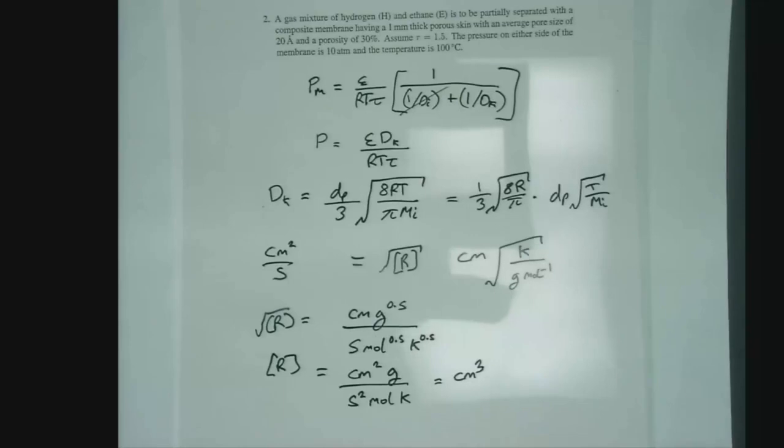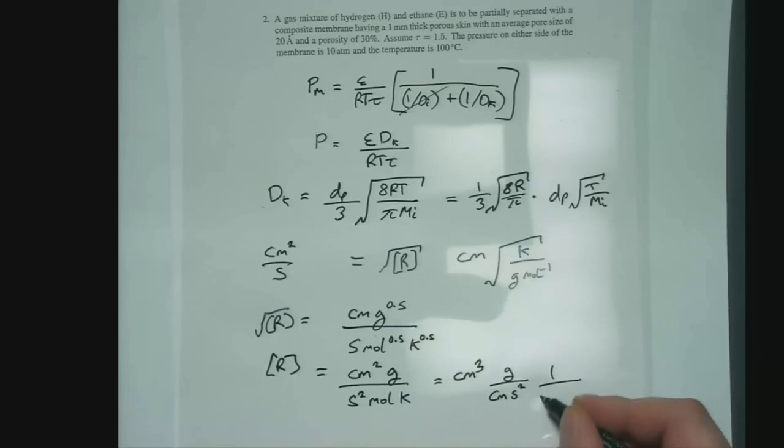a volume over a pressure, and then our moles per Kelvin. So that's a more familiar way, where we have a volume times a pressure divided by the number of moles and Kelvin per temperature.